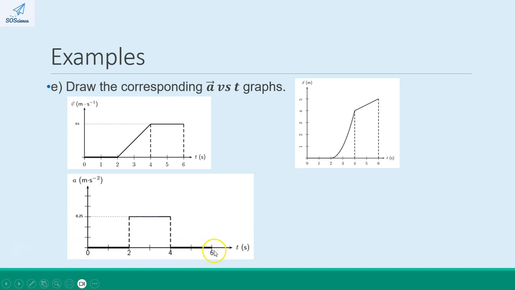So again, the x-axis remains identical for the xt, vt, and at graphs. The x-axis does not change. The time remains constant. The y-axis values are different because this represents meters, and this represents meters per second, and this represents meters per second squared. So the values are different.